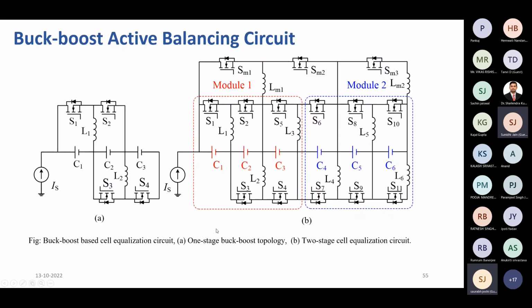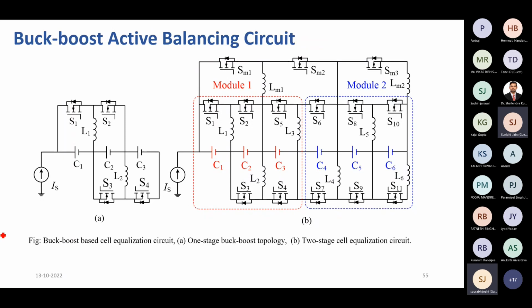One of my students is working on the converter based method. We have chosen the converter based active buck boost balancing circuit, and what I have shown is the conventional method. In this conventional method, we have modified it to some extent so that we can improve the efficiency of the system. Here I have shown only the conventional method.